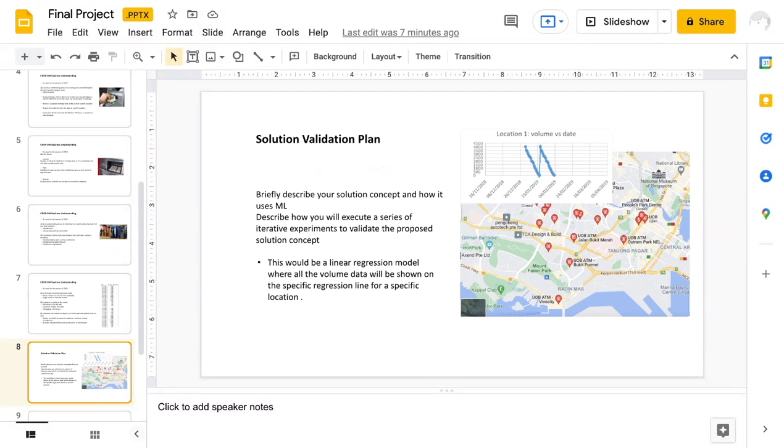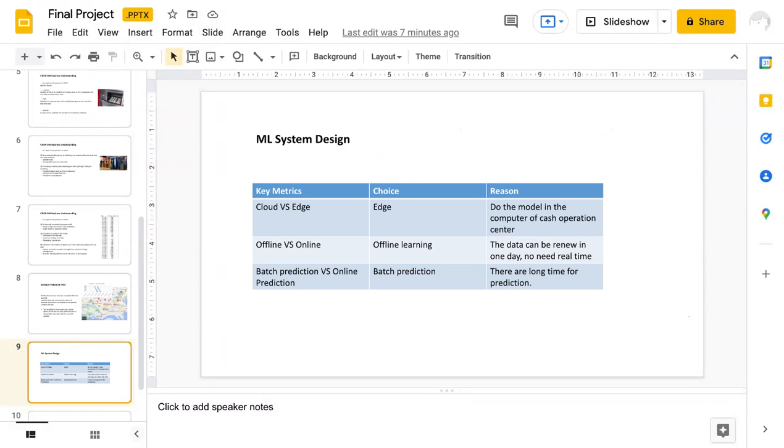In terms of the solution validation plan, this is a very typical linear regression model for every specific ATM in different locations. As you can see in the map, different places have ATMs. We should consider the surroundings, the location, whether this is a very busy place in the CBD or in the rural area. We should carefully monitor the linear regression for every specific location in Singapore.